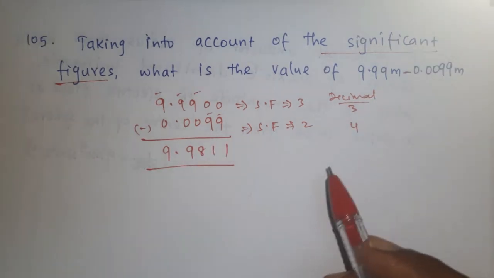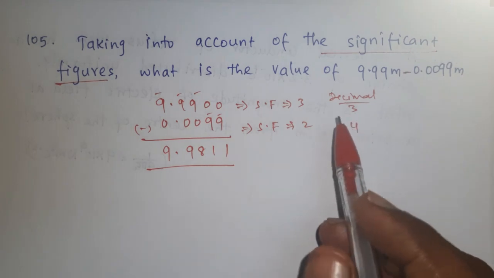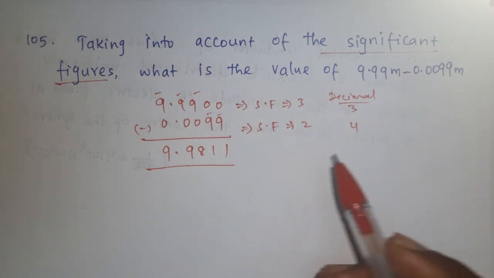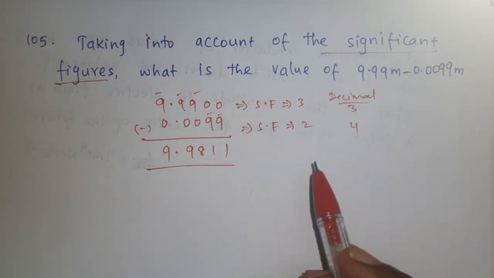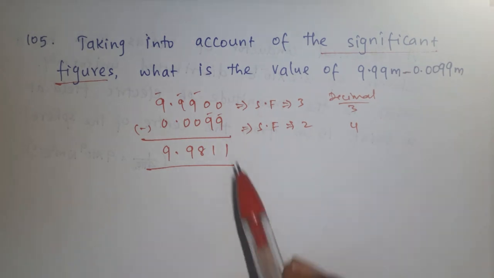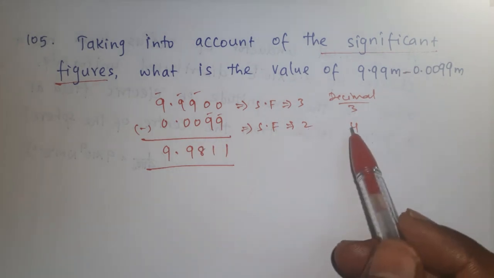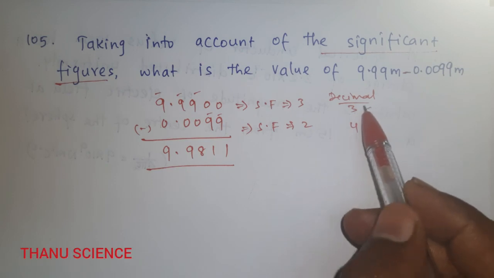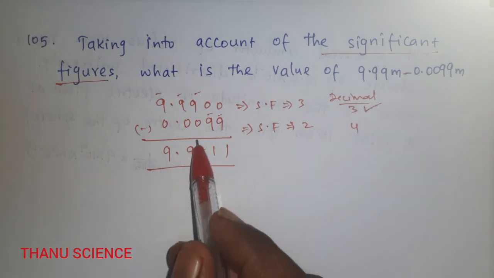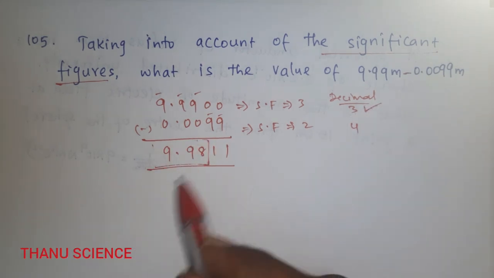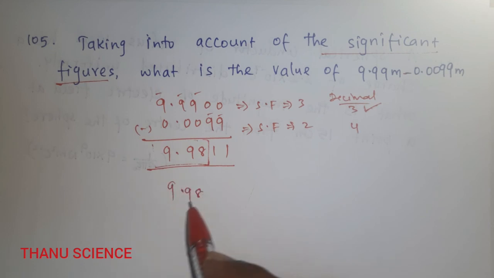In subtraction, the number of decimal places in the result should be equal to the lesser number of decimal places. So the lesser number of decimal places is 3. So the answer should have 3 decimal places. So 9.98. This is the answer.